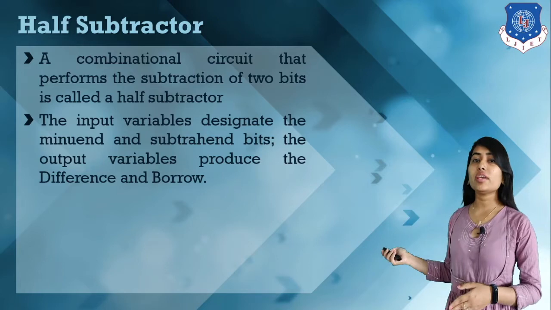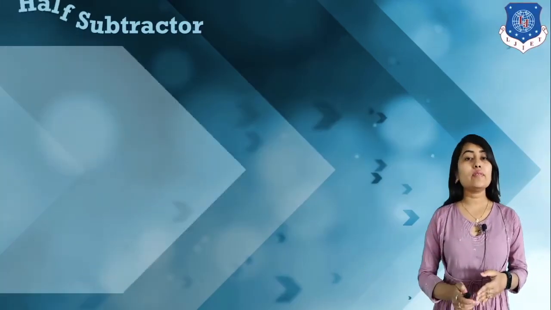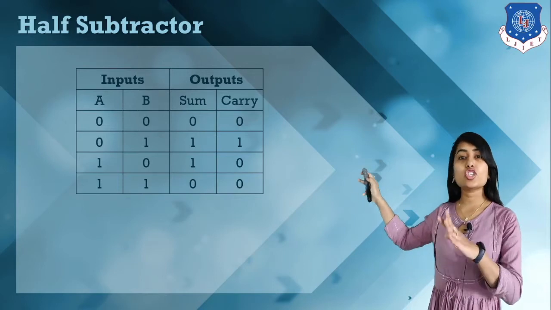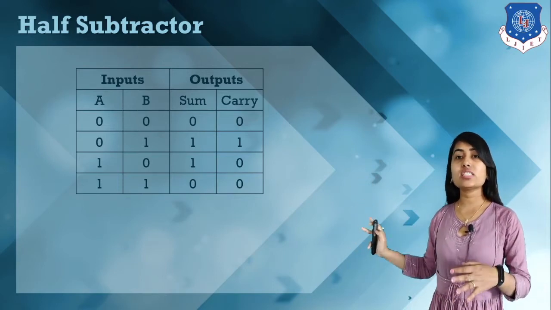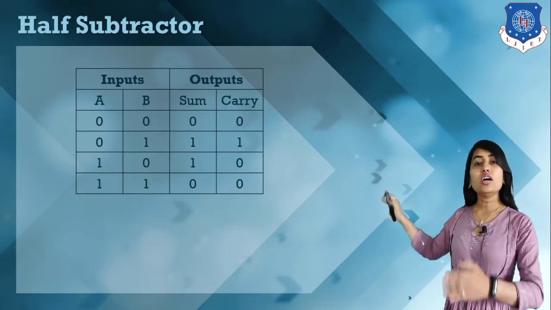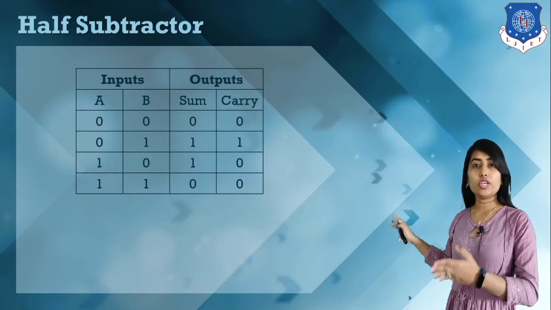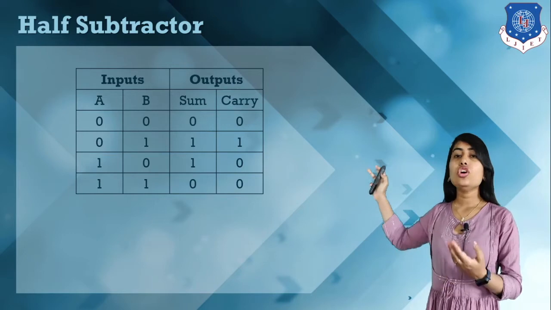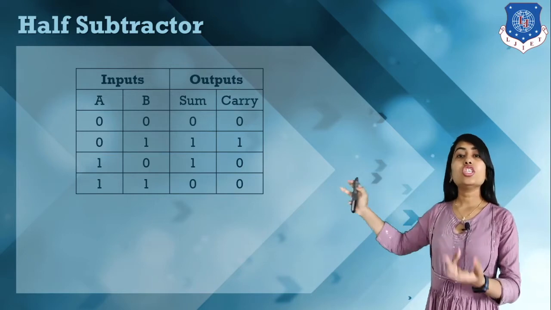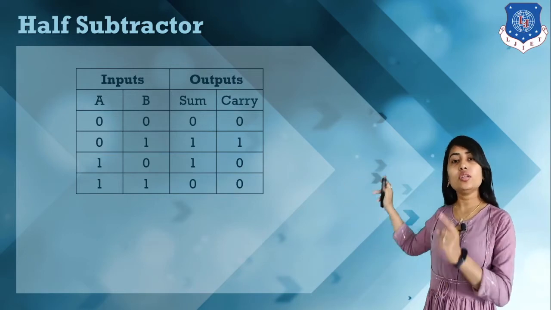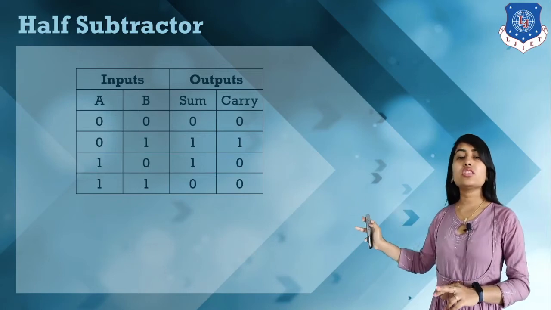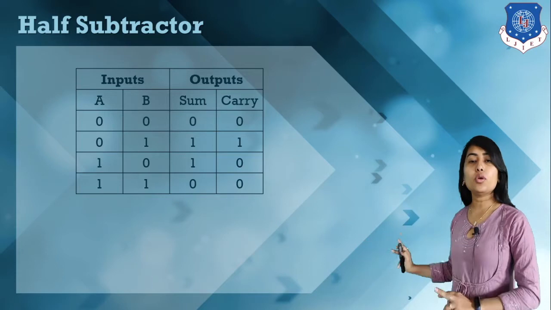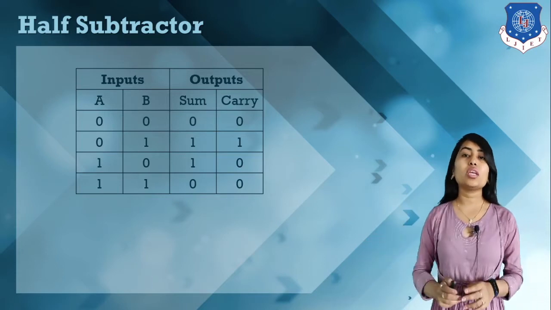So here we have a table for the half subtractor. With 2 inputs A and B, we have 4 possible combinations, and a difference bit and borrow bit. For 0 minus 0, difference 0, borrow 0. 0 minus 1, difference 1, borrow 1. 1 minus 0, difference 1, borrow 0. 1 minus 1, difference 0, borrow 1. So this is how we can make the table.